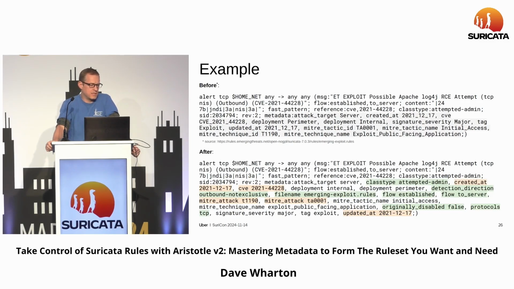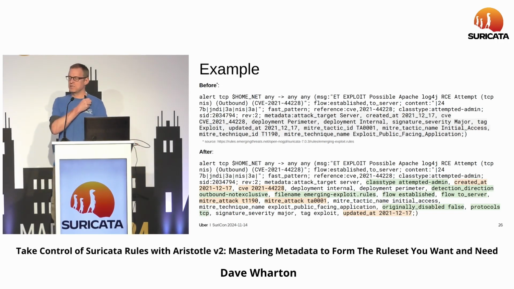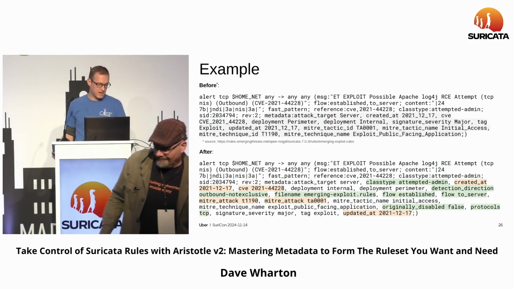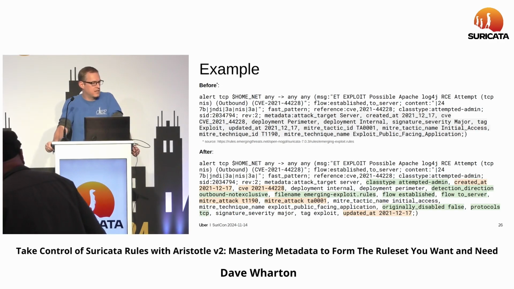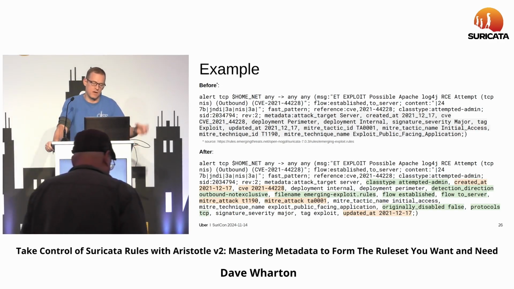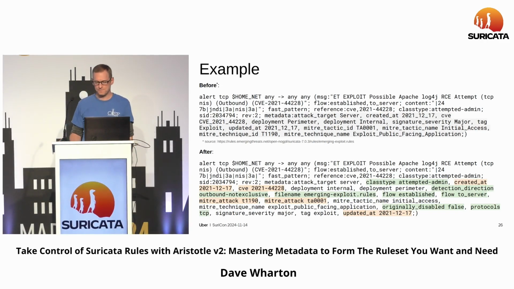So, just a quick example of a before and after the normalizations and enhancements. This is an ET rule that I pulled this week. And in the orange, you can see the normalizations that have happened, so the dates are fixed and things like that. And then in the green are the metadata fields that have been added automatically by Aristotle by looking at the rule.